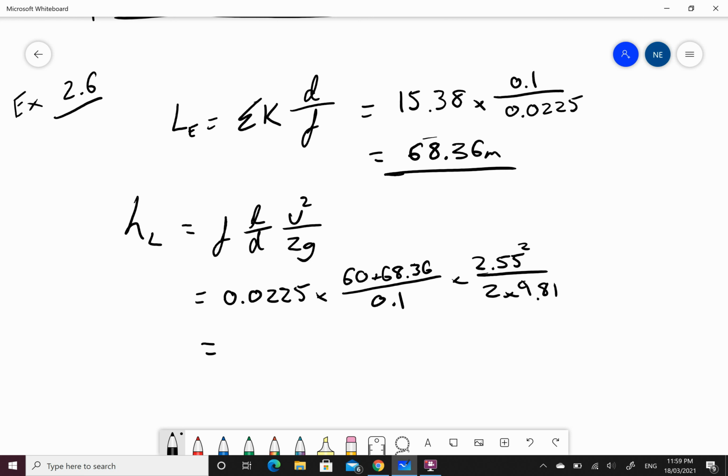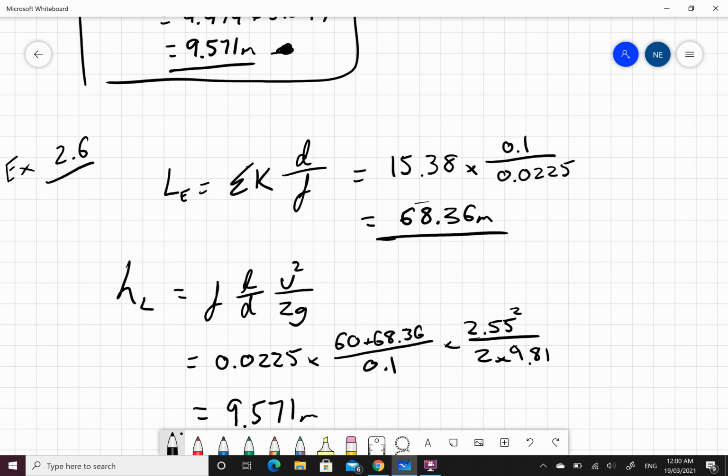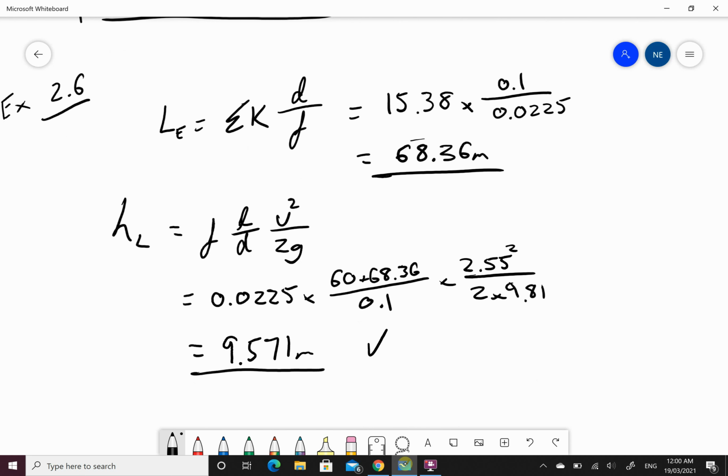68.36 divided by 0.1 times 0.0225, times 2.55 squared divided by 2 times 9.81. And what do you know? What do I get? 9.571 meters. Beautiful. So they're the same. Happy days.